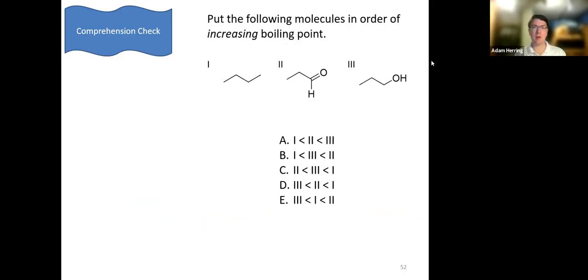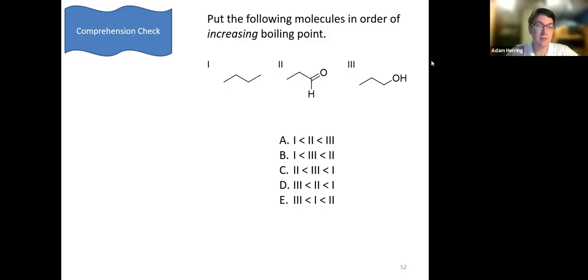Let's try another problem. Rank these molecules in order of increasing boiling point. Pause the video and try this one on your own. Welcome back. So in this case, the structures are given to you. So what you need to do is identify whether or not they're polar, nonpolar, could exhibit hydrogen bonding.